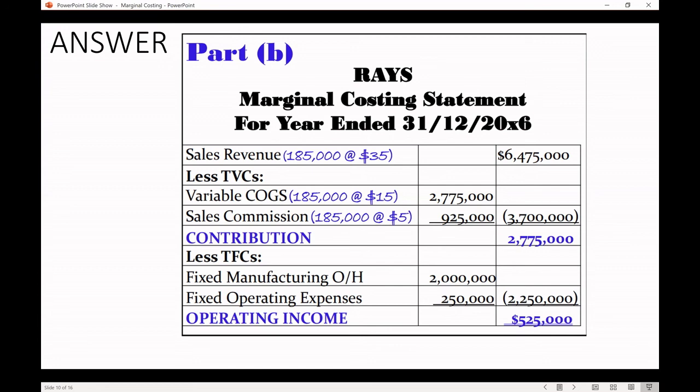Subtracting that from our sales revenue, we have a contribution of $2,775,000, right? So our contribution is our sales revenue minus our total variable cost. So from our contribution, we can now subtract our total fixed costs. And our fixed costs include the fixed manufacturing part of it, which was the $2 million, and our fixed operating expense of $250,000. We've done both, and we'd have gotten 2,250,000.